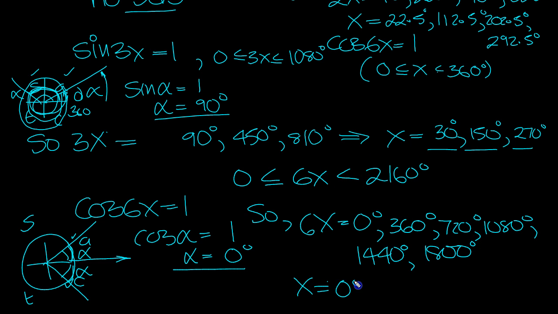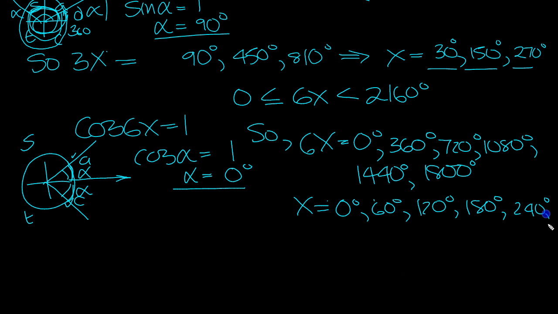So x will equal 0, then divide by 6, 60 degrees, 120 degrees, 180 that is. This one will be 240 if you divide it by 6, and the last one will be 300. And there's our solution set.